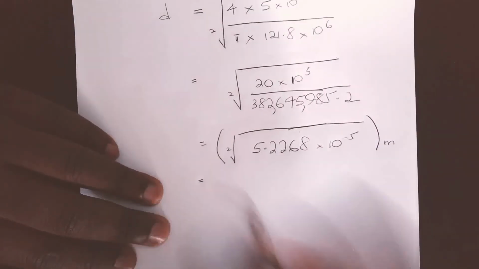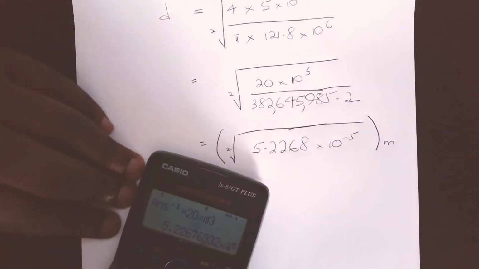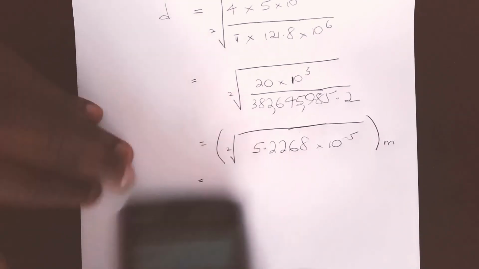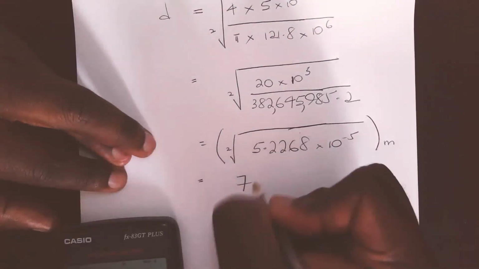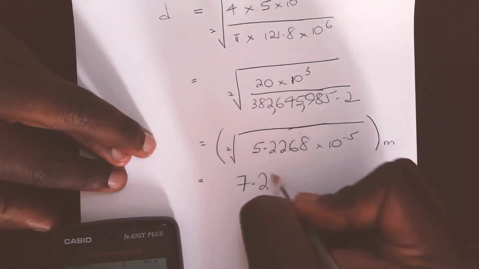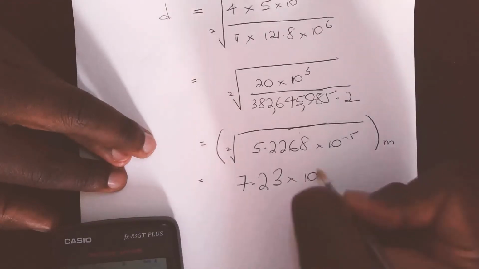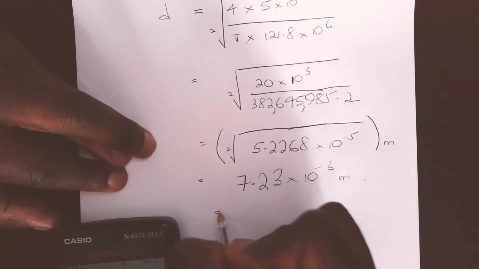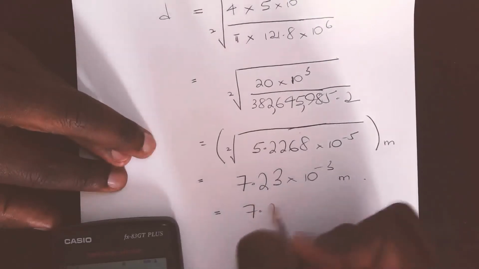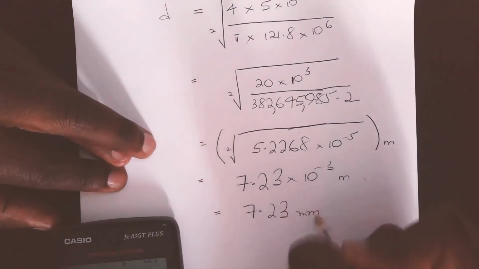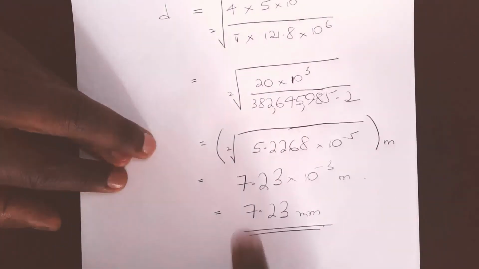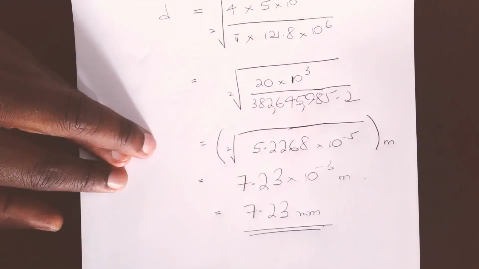Okay? Units are quite important. So work out the square root. So the square root will give us 7.23 times 10 to the power minus 3 meters. So multiply that by 1,000. That would give approximately 7.23 millimeters. So this is the minimum bolt size required for this particular application.